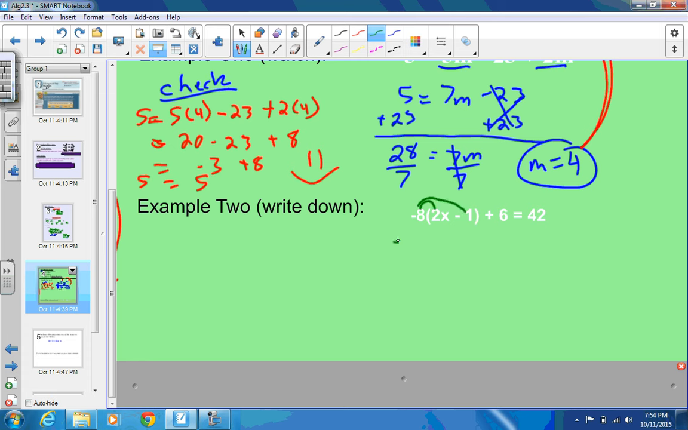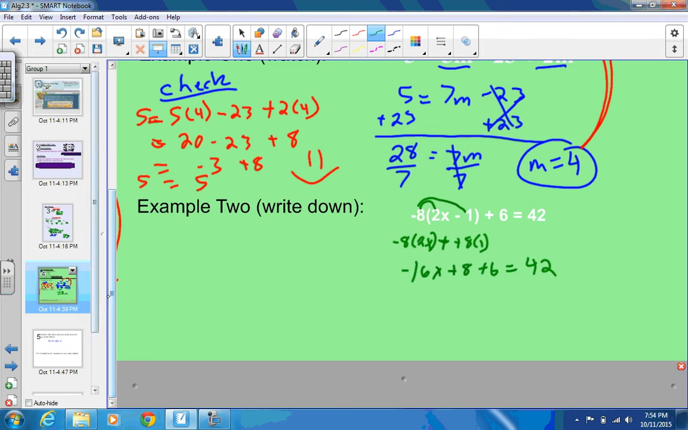So we have the distributive property because there's something multiplied by something in parentheses, adding or subtracting. So we have negative 8 times 2x minus, because there's a minus sign there, negative 8 times 1. So those 2 minuses become plus. So we have negative 16x plus 8 plus 6 equals 42.